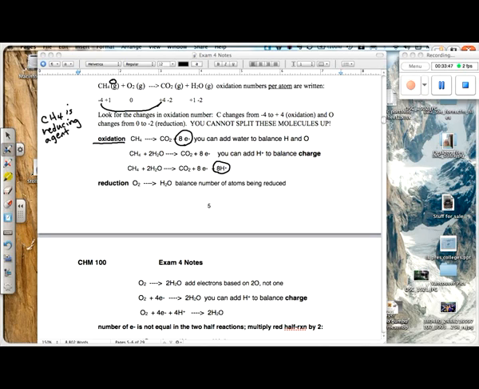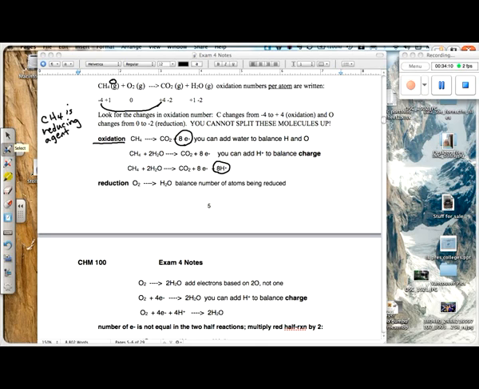So I'm adding 2 water molecules to balance the hydrogens. So now I have 4 plus 4 is 8. I needed 2 more oxygens on this side, and now I've got them with the waters so that I have 2 oxygens and 2 hydrogens.